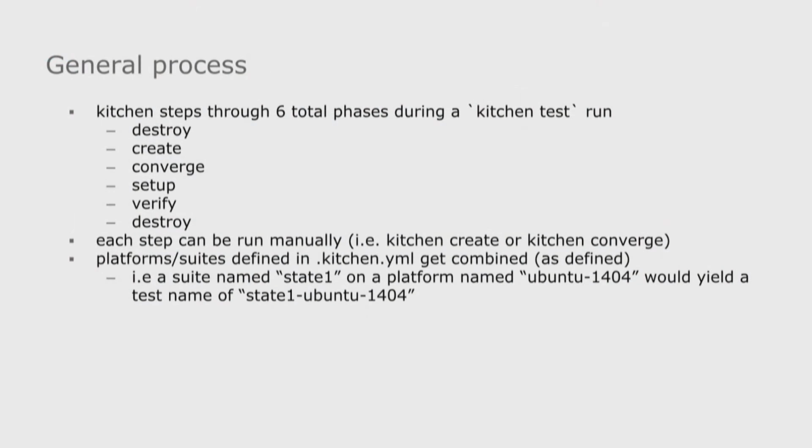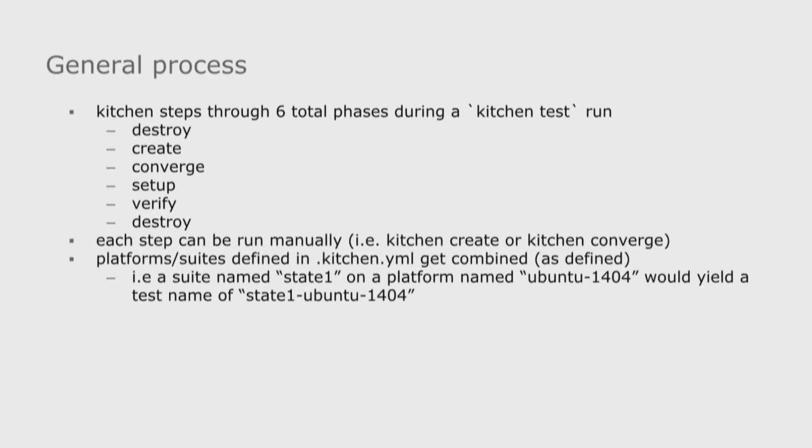Okay. So Kitchen's got 6 phases that it runs through. Whenever you run a kitchen test from the command line, that would be the actual call. It would destroy any instances that have already been created for that platform suite, and it's going to create a new one. It'll converge it, which means it's going to apply the state, and then the setup piece doesn't necessarily apply here, but I included it just for informational purposes. And then it's going to verify it, which is where it'll run the ServerSpec tests that you define.